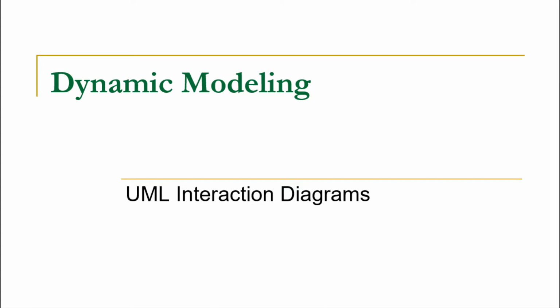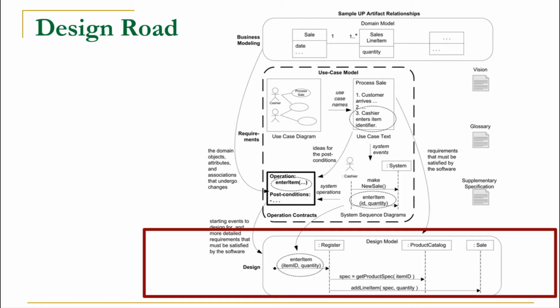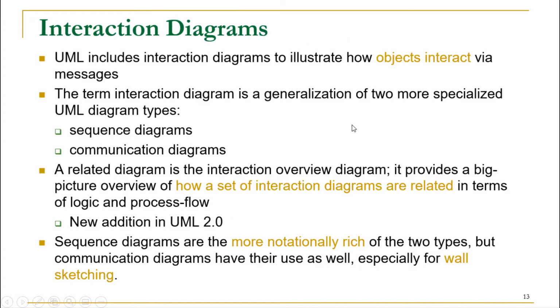In this part of the lecture, we are going to focus on dynamic modeling. We are going to talk about the interaction diagrams, namely sequence and communication diagrams. If we talk about the design road, we are in the design phase at this moment. We have already talked about the use case diagrams, the operation contracts, and the system sequence diagrams. Now we are going to talk about sequence diagrams.